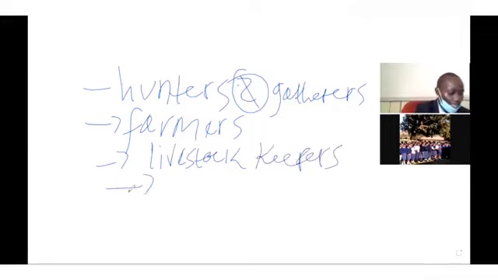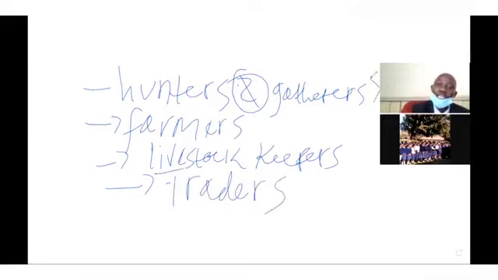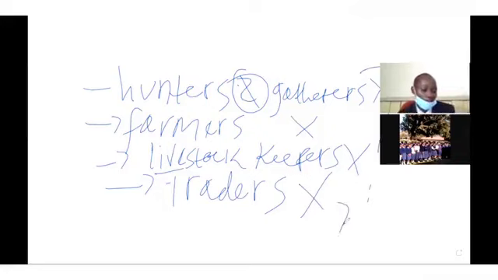Now, another point can be maybe traders. There are students who give such answers. For this one, you will not score. For this one, you will not score. For this one, and even for that one. What is the reason why a student will not score in that? All these answers are wrong.